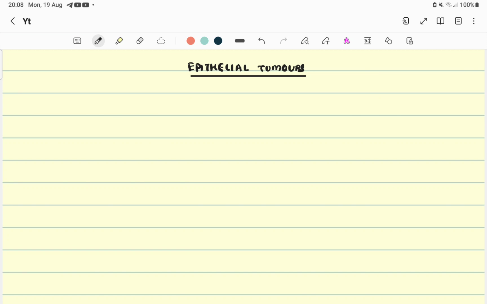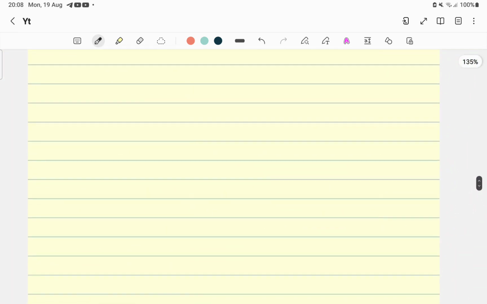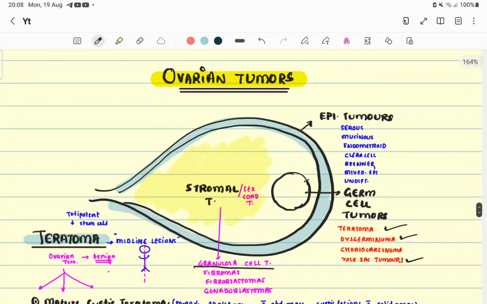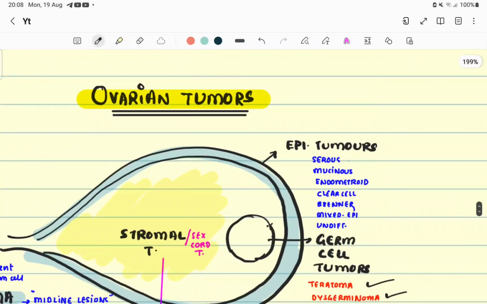So epithelial tumor, we know the lining epithelium of the ovary is cuboidal to columnar type of epithelium, and epithelial tumor can be serous, mucinous, endometrioid, clear cell, and transitional. This transitional tumor which I previously talked about is the Brenner tumor. So epithelial tumors: we had serous, mucinous, endometrioid, clear cell, Brenner, also called transitional. Then mixed epithelial and undifferentiated types of tumors, right?